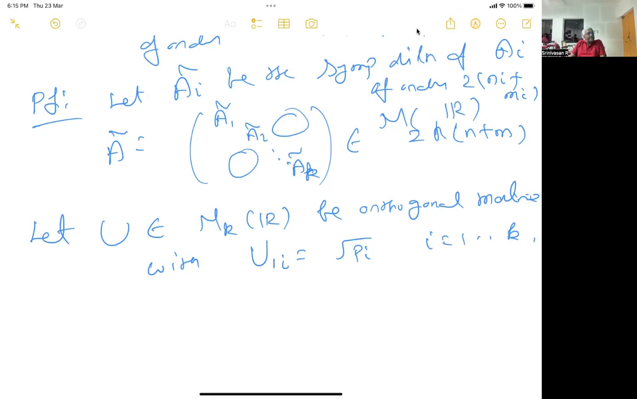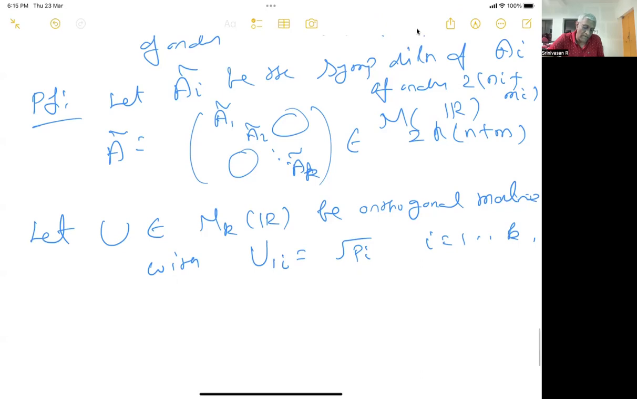U is a k cross k matrix, and the first row is square root of p_i. You know that the summation of square root of p_i squared is the summation of p_i, which adds to 1. So this is a unit vector. Once you have a unit vector, you can construct an orthonormal basis, write that orthonormal basis as a matrix. That will be an orthogonal matrix, since the rows are an orthonormal basis. So you can always get it.